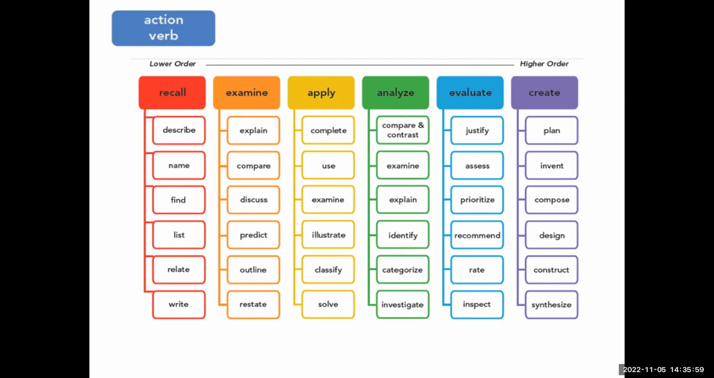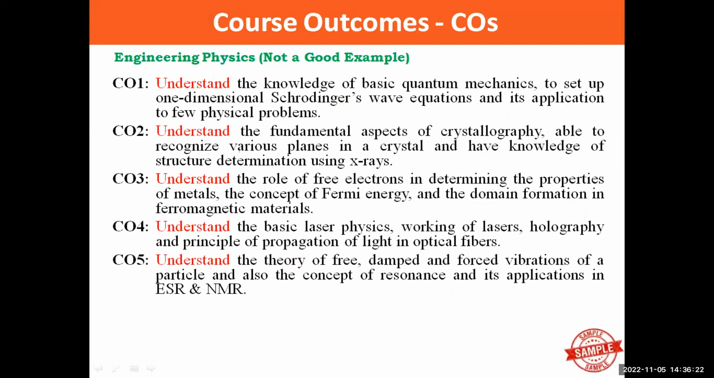For examine, we have different words. For apply, we have this many words. Then for analyzing, this many words. Then for evaluate, we have this many words. And for create, we again have these words. So these are the various words, or you can say action verbs, which can be utilized while writing the course outcome. I'm just giving an example.